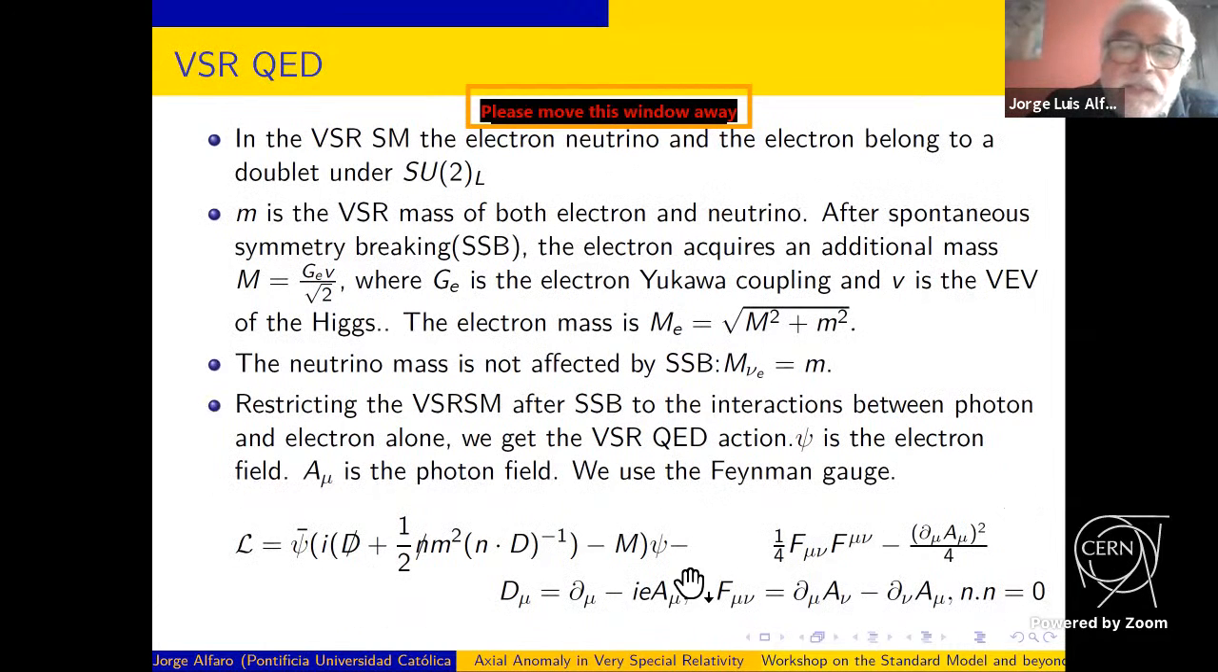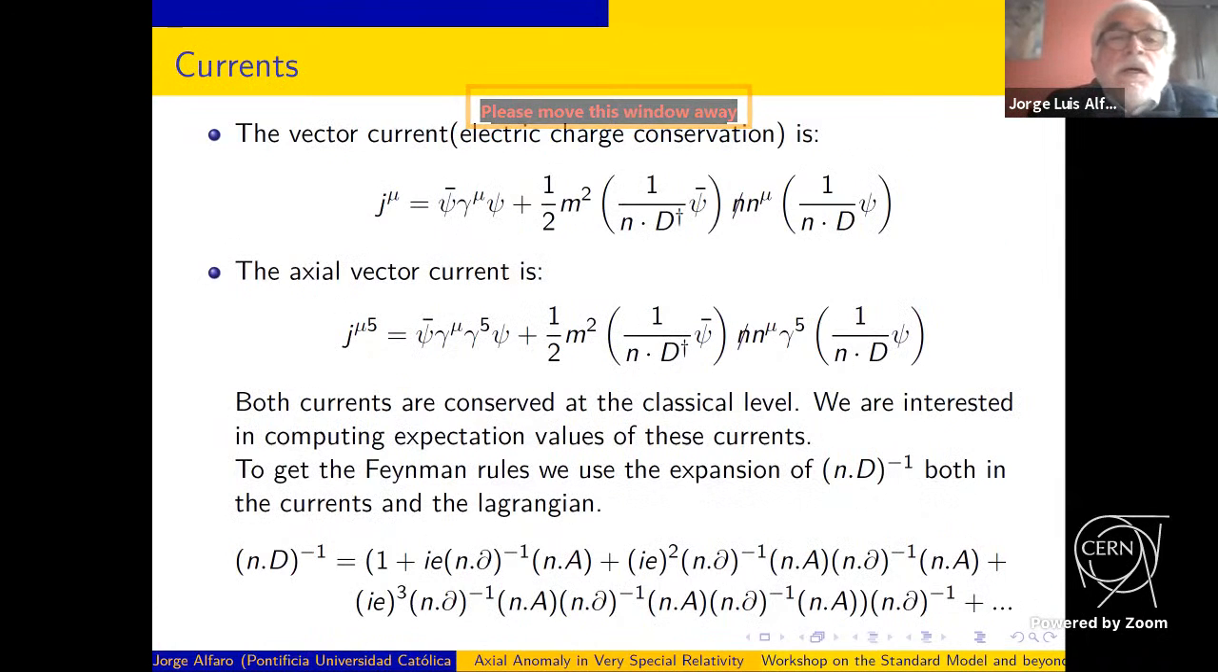The other things are standard: the covariant derivative, and the F mu nu for the photon field. Remember that n dot n is 0, n is a null vector. Under this condition, the vector current, electric charge conservation, is this one here. The actual vector current is this one, but currents are conserved at the classical level.